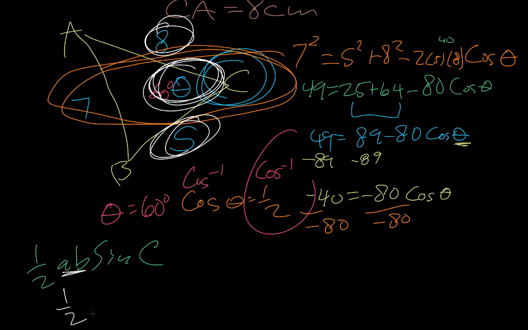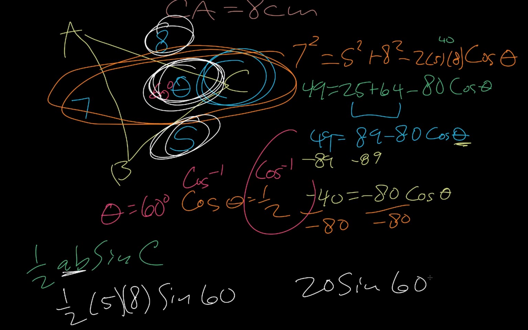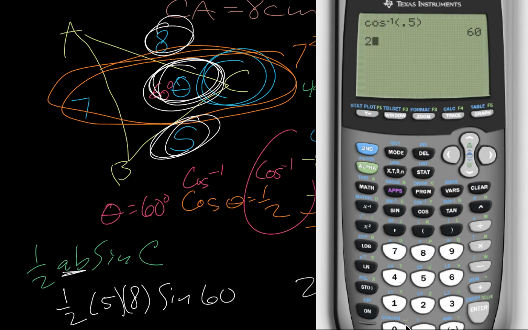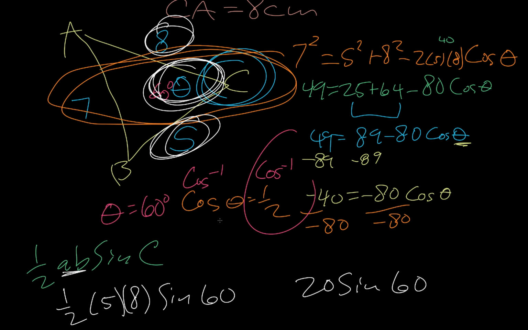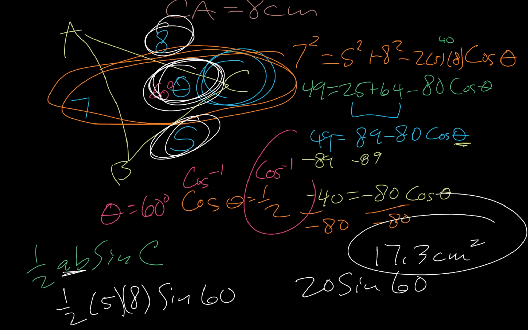So we're going to say 1/2 times 5 times 8 times sine of 60. And so if we multiply that, it's 40, cut in half is 20. So we get 20 sine 60. Go to our calculator, 20 sine 60, and we get 17.3 centimeters squared. If you need additional help, please come to Math Lab, but for now, calculator.